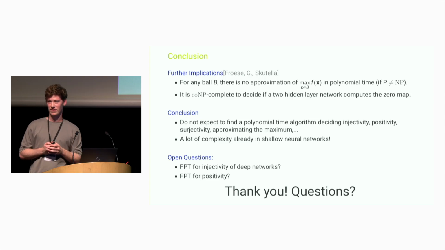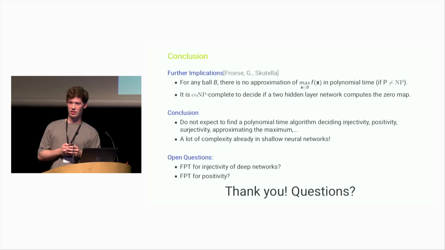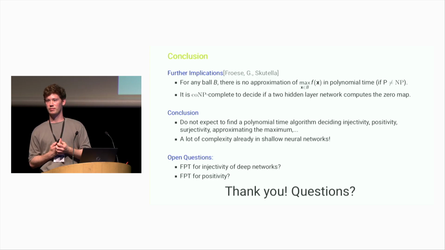If we had assumptions about the network, for example, that it's trained using gradient descent from a random initialization, will the hardness results still hold?